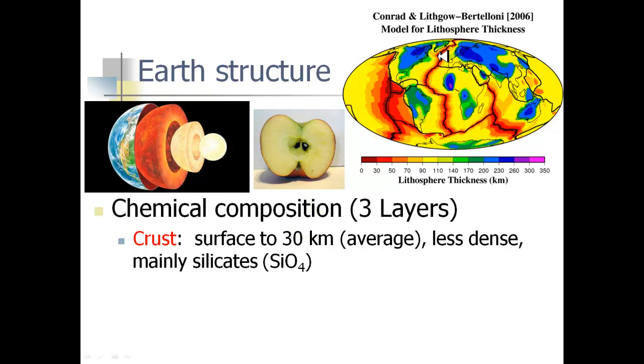This is a model showing the thickness of the crust, and you can see the thickest crust occurs on the continents, and the thinnest crust, these very dark maroon colors, happens down the middle of the oceans at the mid-ocean ridges.